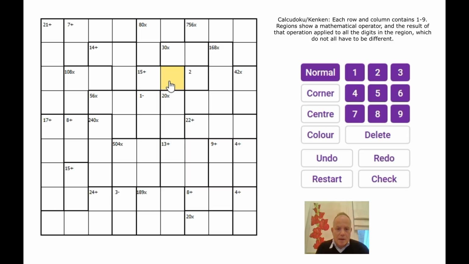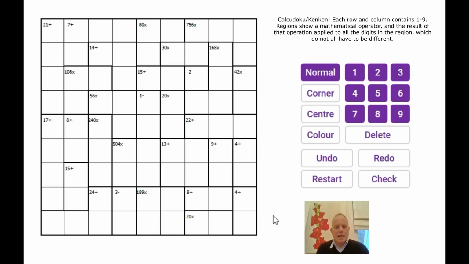Now, in this one, you get a plus, so 15 plus must be two numbers that add up to give 15. We've got some divides. I don't think this grid has any minuses in. It might have a minus or two in a 2-cell. No, I can't see any. If you get minuses and divides in these, it normally means the largest number in the region subtracted or divided by all the others gives the number. So we've got a couple of divides down here.